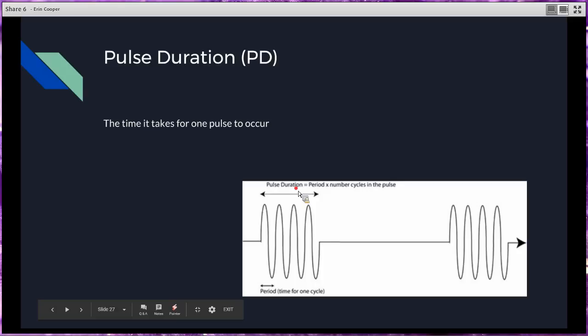That's why the equation for pulse duration is the period times the number of cycles, because the period is how long it takes for one cycle to occur, and then that same time measurement is going to apply to every cycle in that wave. All right, so that is pulse duration. So how long does it take for a pulse to occur?